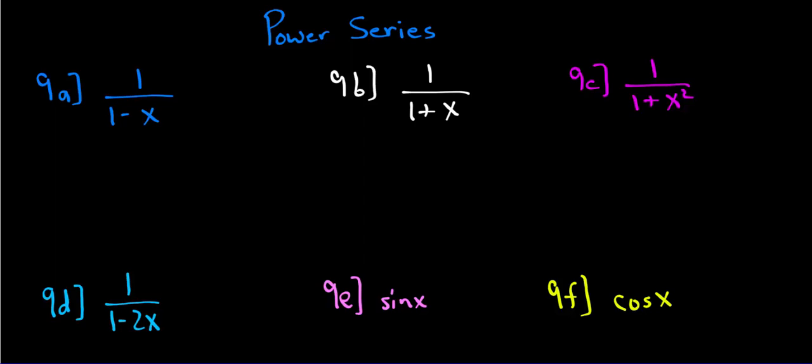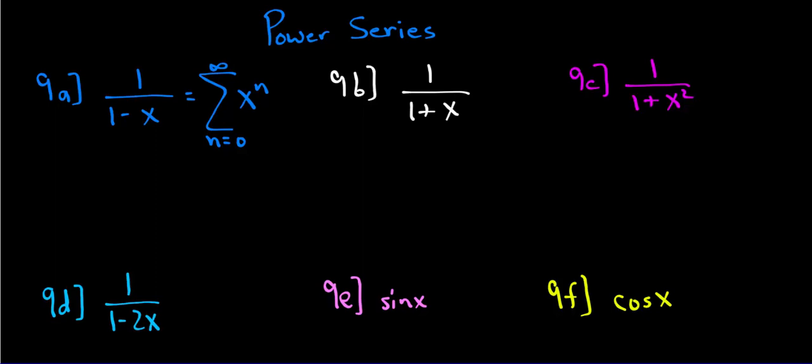Now let's take a look at approximating or representing functions with power series. So I've got here some various functions, and we want to just recall power series representations of these functions. First of all, this one, 1 over 1 minus x. Remember, this one is x to the n and goes from 0 to infinity. And the radius of convergence is going to be 1.